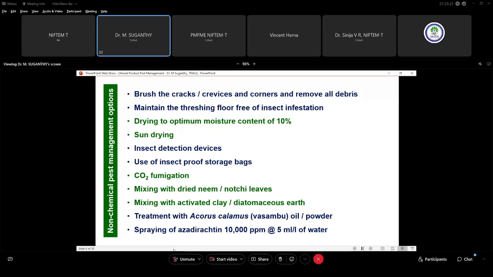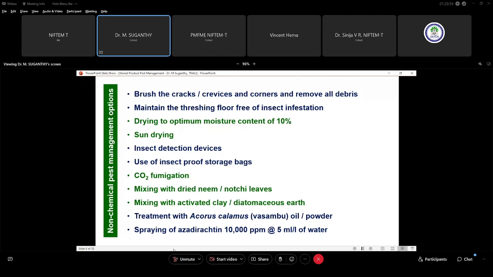Then treatment with Acorus calamus, that is Vasambu oil or powder. In TNAU, we have developed Vasambu powder, and this Vasambu oil is already available in the EC formulation. One of our professors, Dr. Nelson, has prepared it, and the toxicological study is in progress. This oil is available in emulsifiable concentration, EC formulation. It can be mixed with seed or used as a spray solution also.